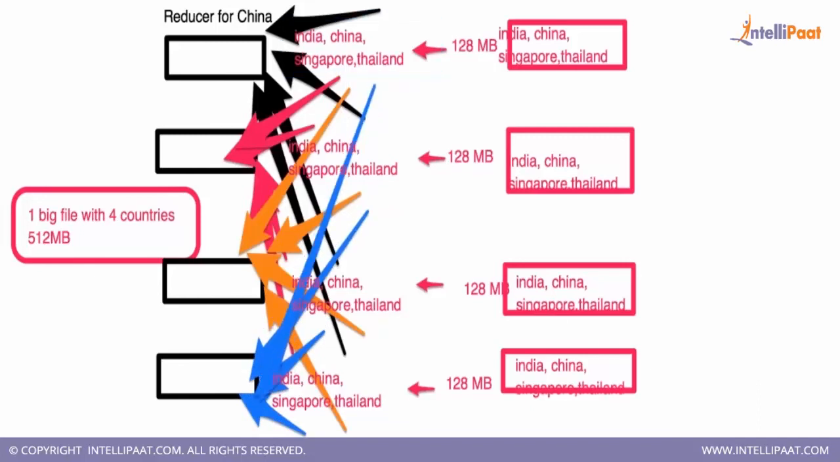And now this file will have China output, this will have India output, Singapore output, and Thailand output. That's the deal. This is exactly how it will work.